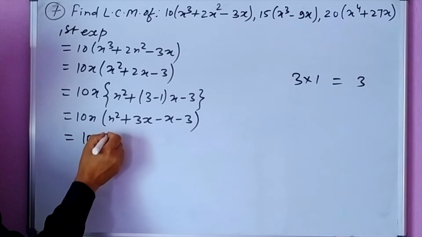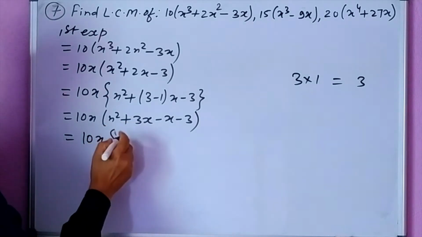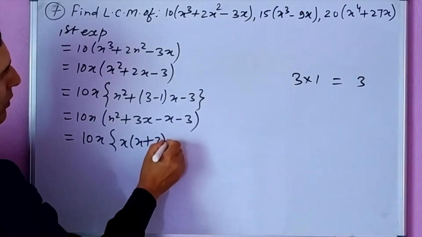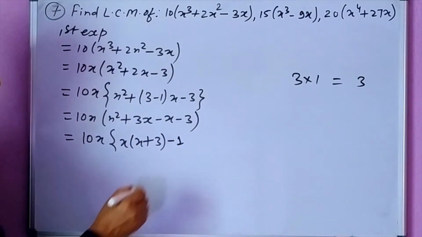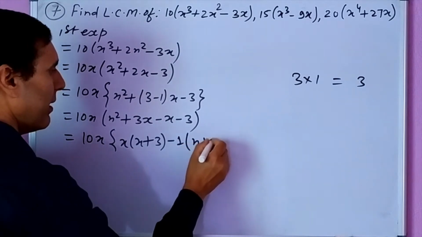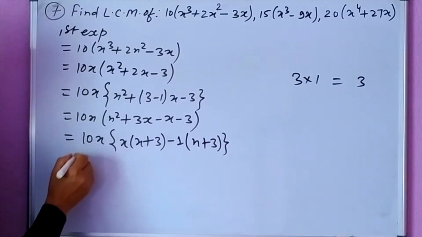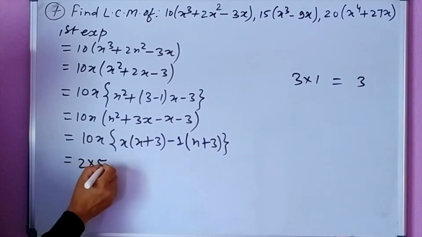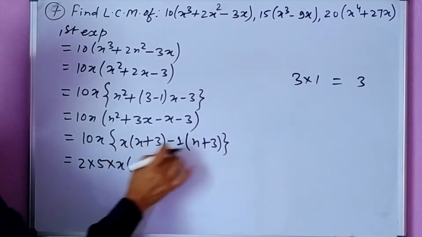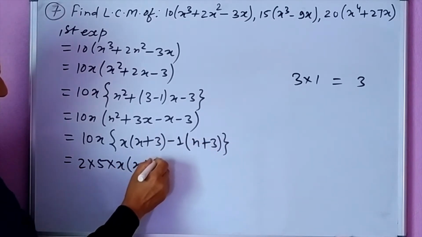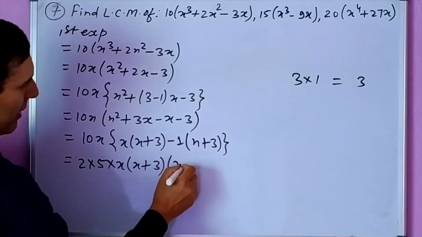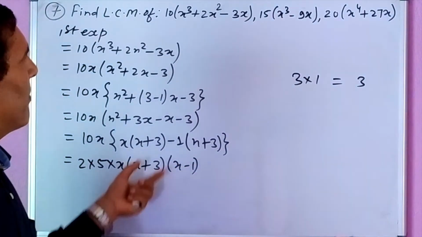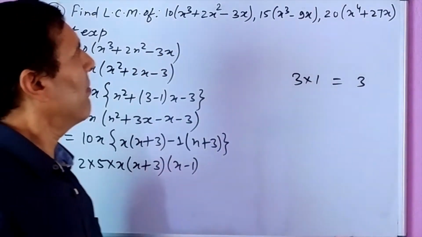This 10x as it is. From the first two terms, x common, so there will remain x plus 3. Similarly, in the last two terms, we take minus 1 common, so that we get x plus 3 in the bracket. For this 10 also we can write 2 into 5, into x as it is, and x plus 3 common here. So another factor x minus 1. So these are the factors of the first expression, 10x cube plus 2x square minus 3x.